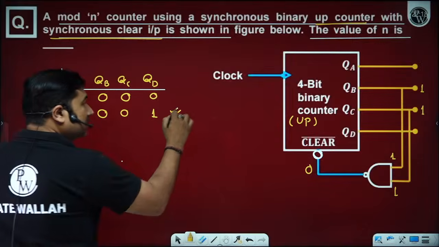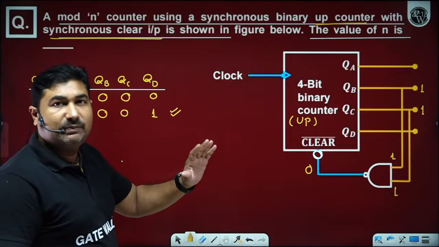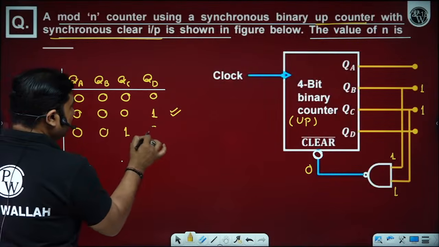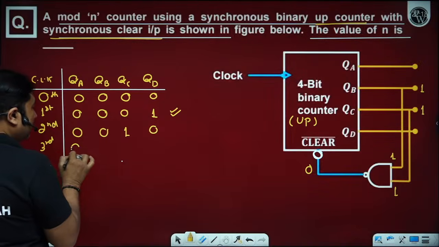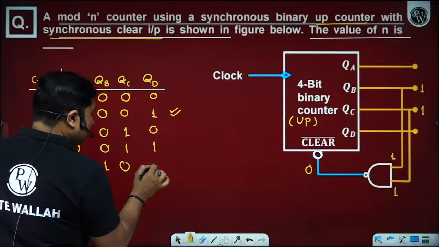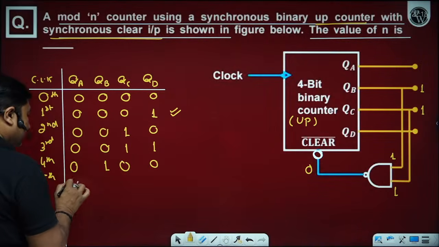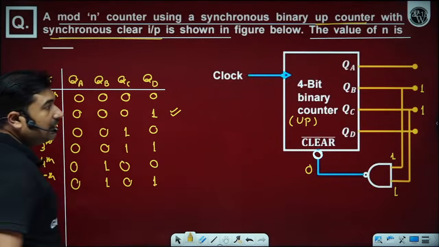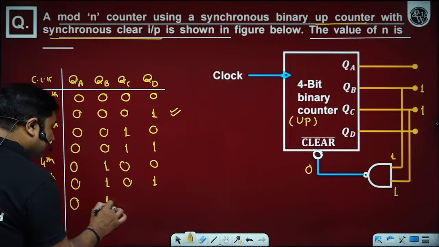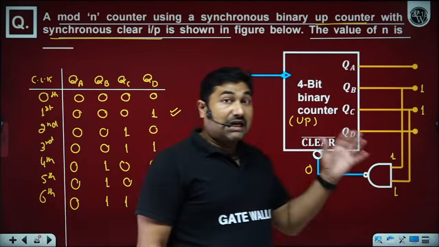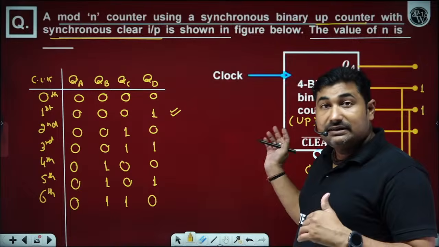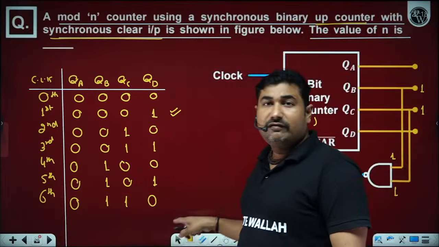Until then no clear condition appears, so the clear pin is not activated, and on the next clock pulse it becomes 0 0 1 0. In the same way, from the third clock pulse we get 0 0 1 1, and on the fourth clock pulse 0 1 0 0 and then 0 1 0 1 as stable states. These are all stable states because the clear condition is not appearing. However, on the sixth clock pulse the clear condition appears. If this were an asynchronous counter with an asynchronous clear pin, then we would get 0 0 0 0.